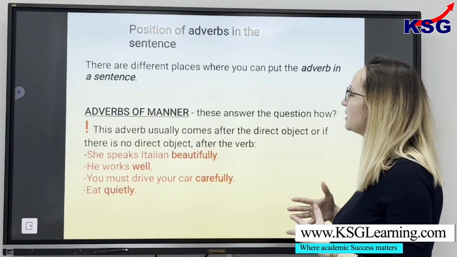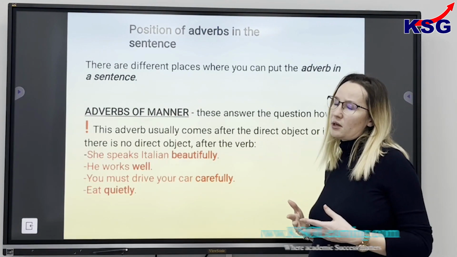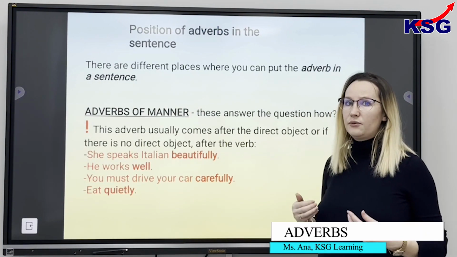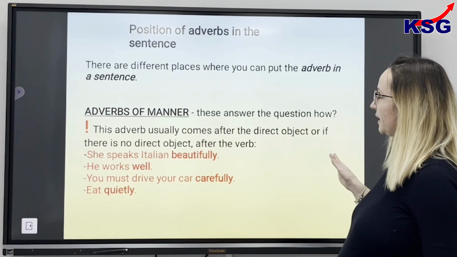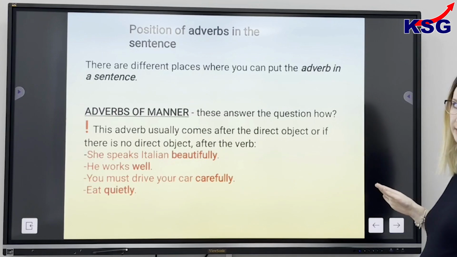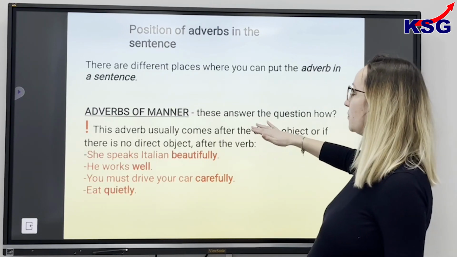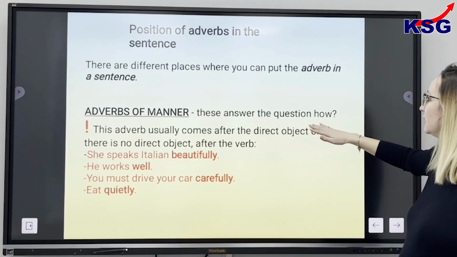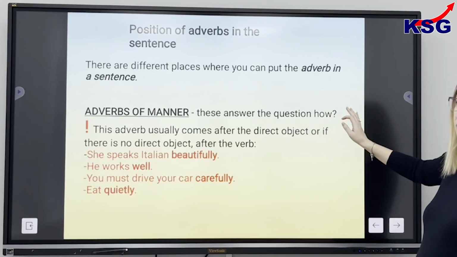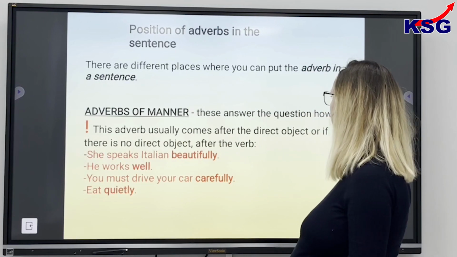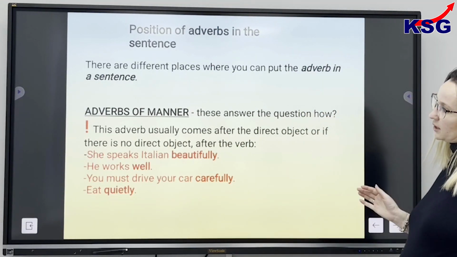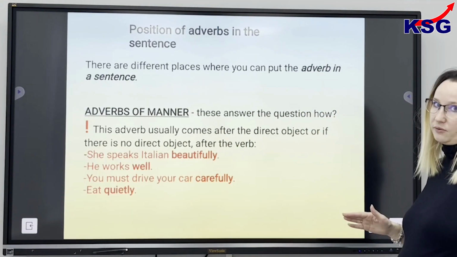Position of adverbs in the sentence. It's easier for us to identify the adverbs if we know where they are positioned in the sentence. There are different places where you can put the adverb in a sentence. The adverbs of manner answer the question how. Usually it comes after the direct object, or if there is no direct object, after the verb.